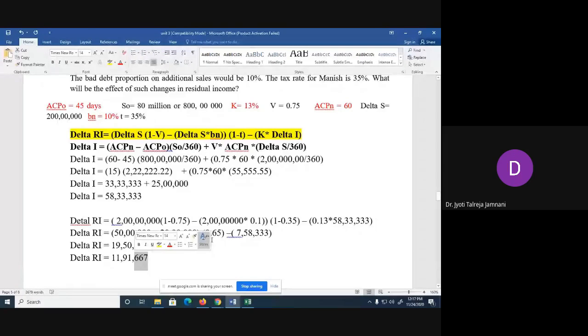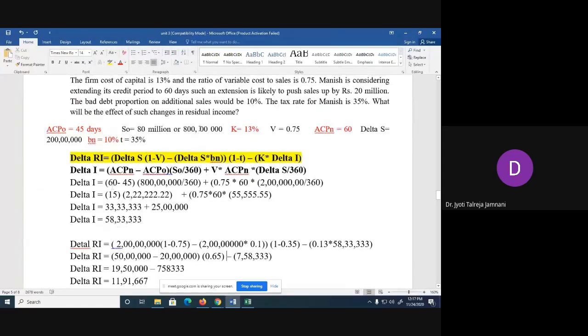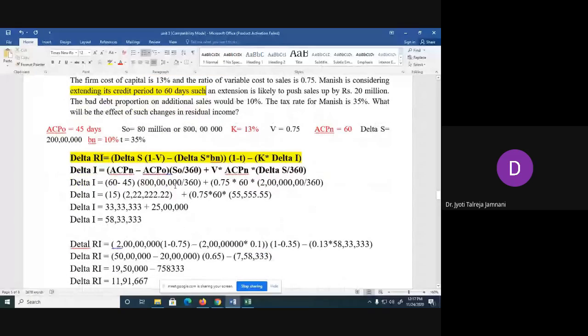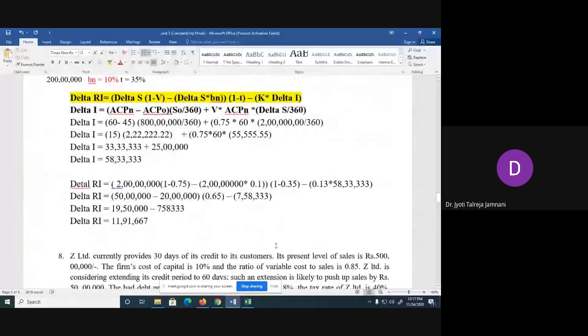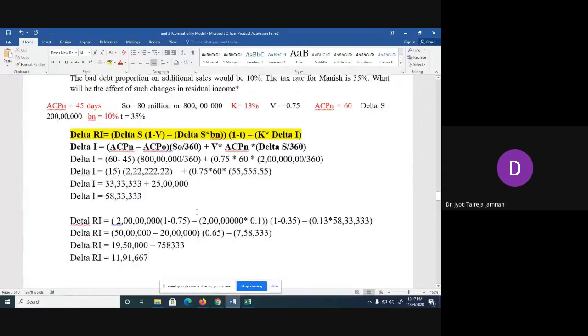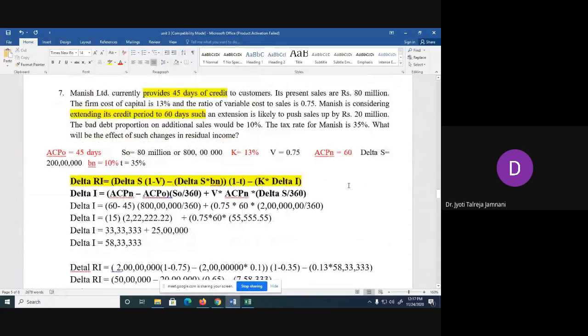is positive. So we will recommend the company to relax its credit period from 45 days to 60 days. So that's what the company is asking you. It provides 45 days current credit and it is planning to extend its credit period to 60 days. So we had to show this extension will lead to profit or loss. So when we solve, we could see that the additional profit will be 11,91,667. Therefore, the company should go for relaxing its credit period from 45 days to 60 days.